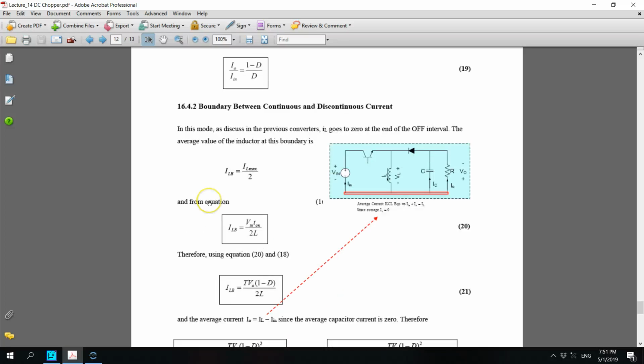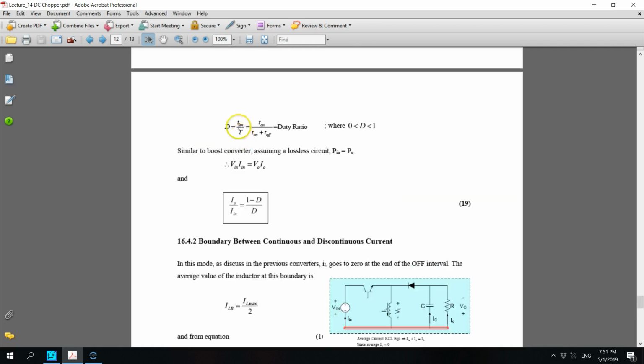continuous and discontinuous current operations in designing the converter. Also, from the perspective of a user, we need to determine the load current that we can apply to the converter so that it will still be under continuous current operation. So, the boundary between continuous and discontinuous current. In this mode, we can see that the IL min, right?